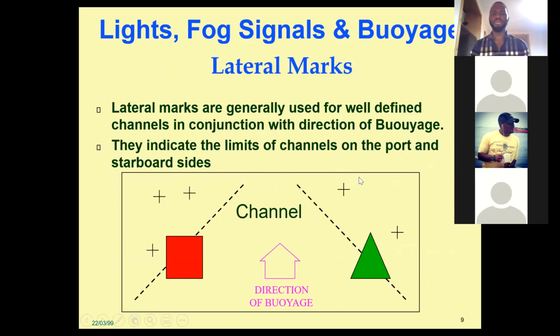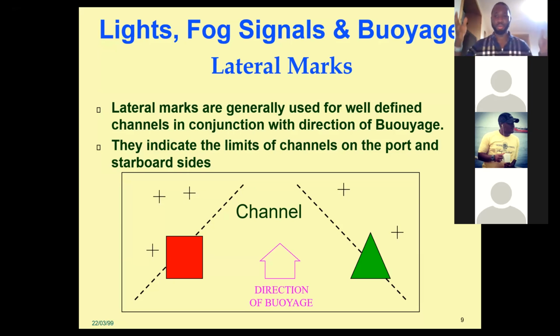But now let's really concentrate on lateral marks. Lateral marks, as we can see, are generally used for well-defined channels. When I say well-defined channels, I mean channels that are established to bring vessels into the port or harbor, and they are also in the direction of the buoyage system. They are well established in the sense that they have noted where the deep water is, and of course where the shallow water is as well.